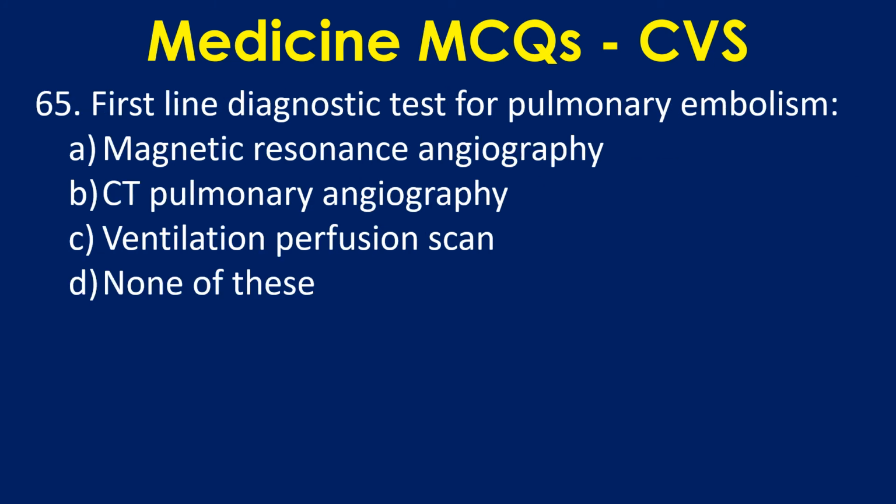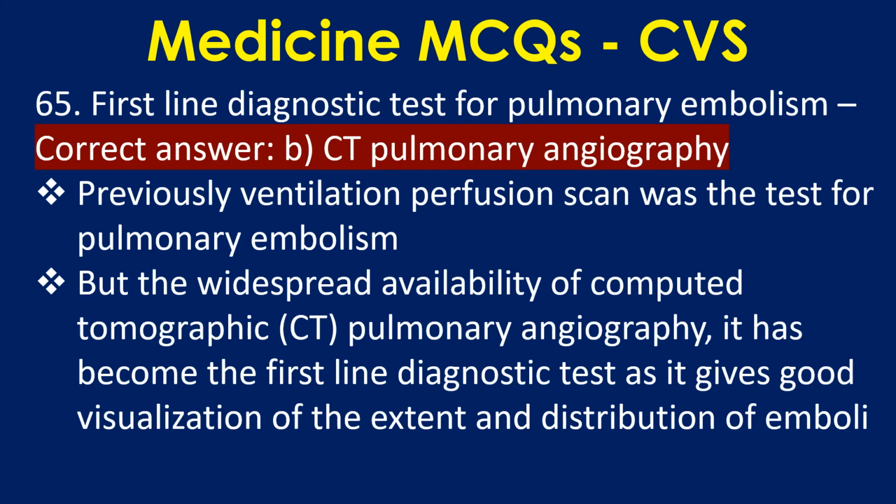First line diagnostic test for pulmonary embolism: A. Magnetic resonance angiography, B. CT pulmonary angiography, C. Ventilation perfusion scan, D. None of these. Correct answer: CT pulmonary angiography.